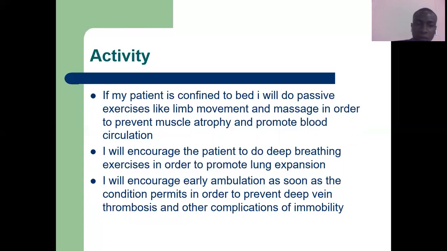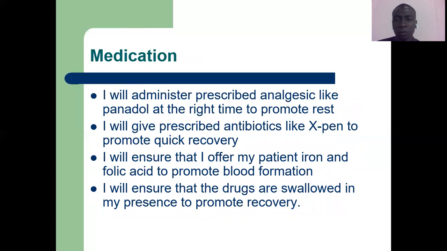Activities: if the patient is confined to bed, we do passive exercise of the limbs and massage to prevent muscle atrophy and promote blood circulation. We also encourage the patient to do deep breathing exercises to promote lung expansion. Also encourage early ambulation as soon as possible to prevent deep vein thrombosis and complications of the bed.